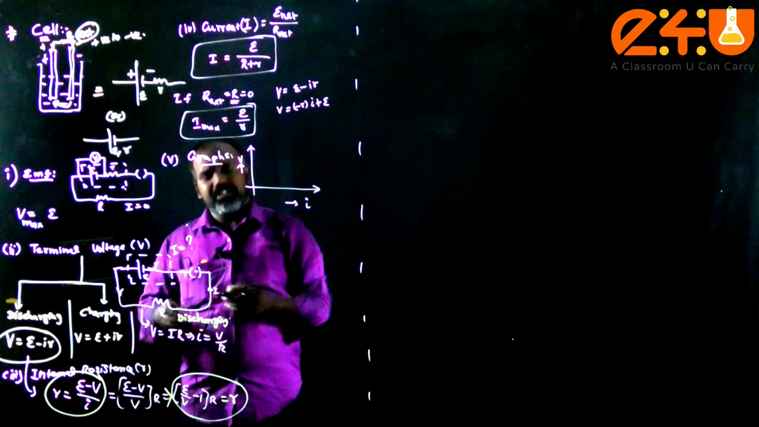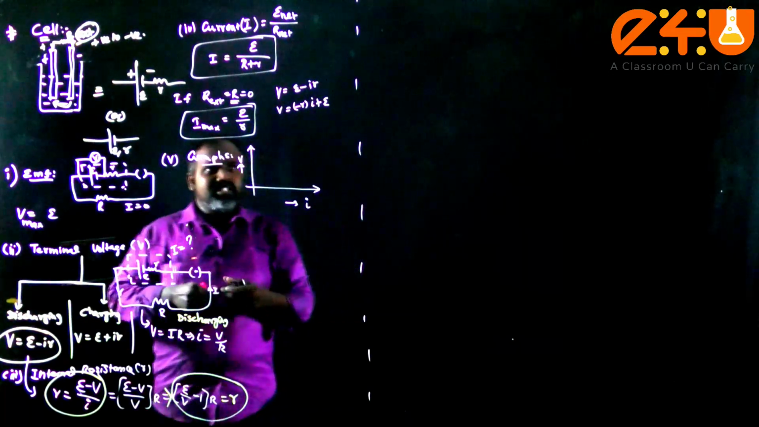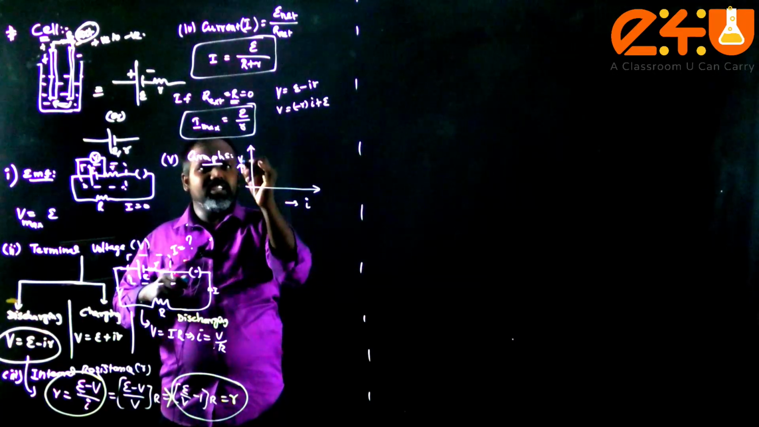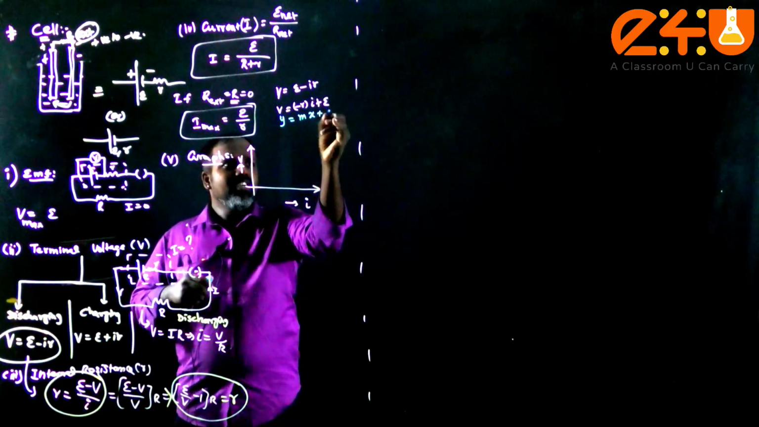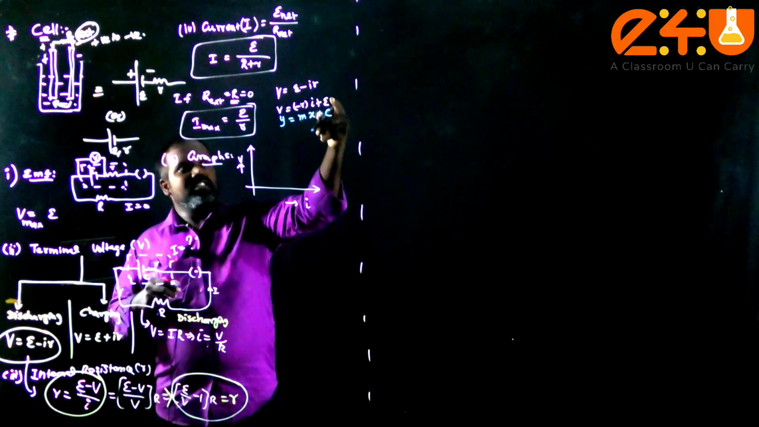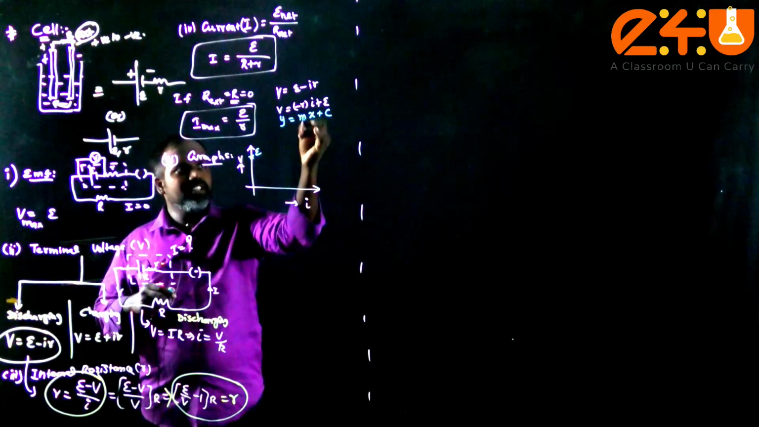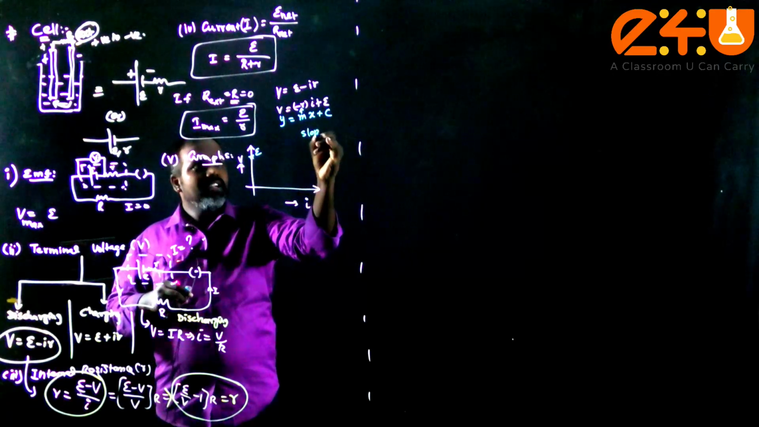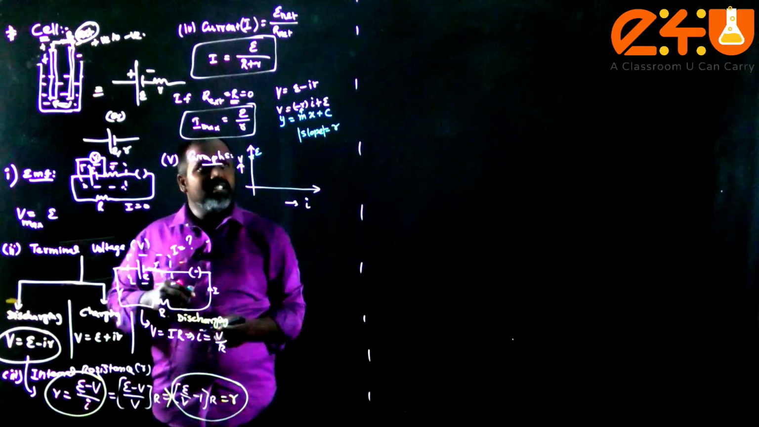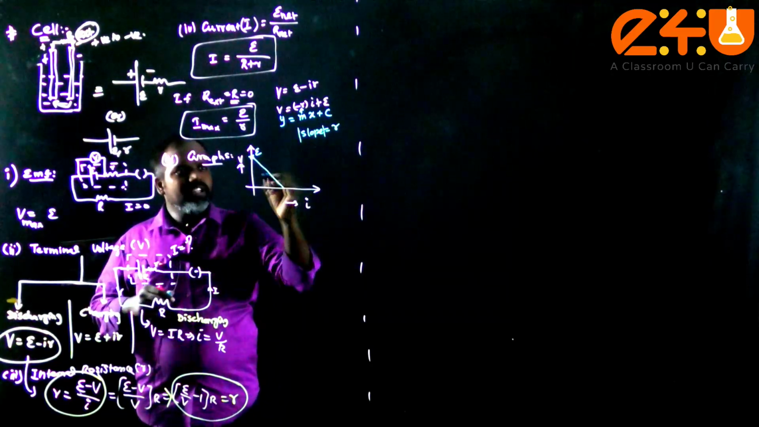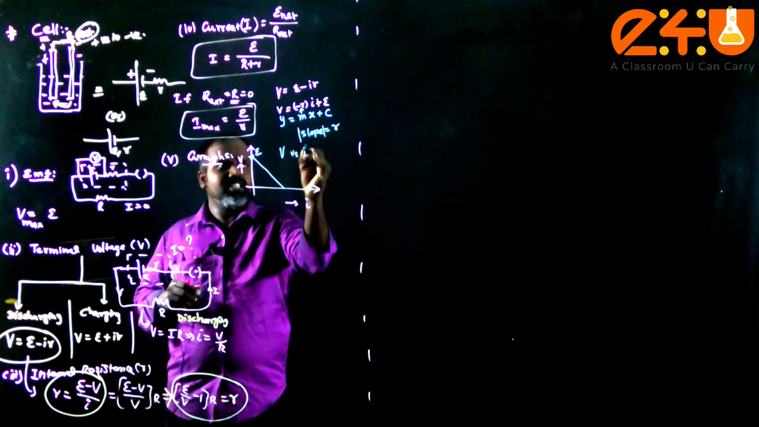Just modify this equation. Now this equation is very similar to the equation of a straight line. Since along the y-axis I am taking V, y is equal to m x, along the x-axis I has to be taken, plus c. Since the y-axis intercept is positive, this intercept value will be E. So negative slope, because the modulus of slope is nothing but the internal resistance. Therefore the graph will be like this. So this is the graph of terminal voltage versus current.